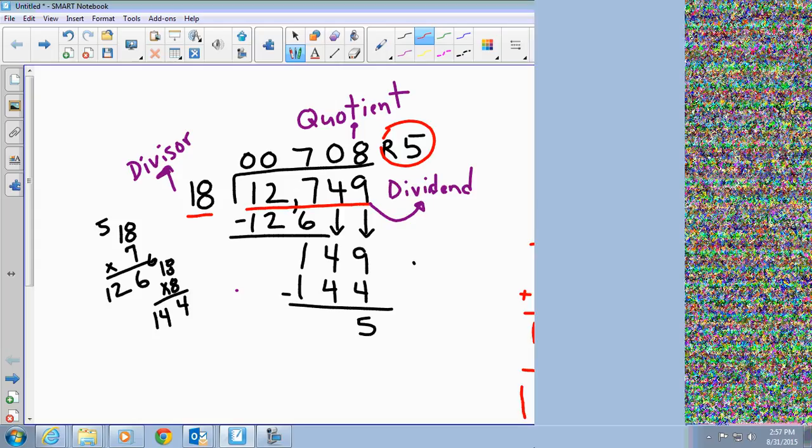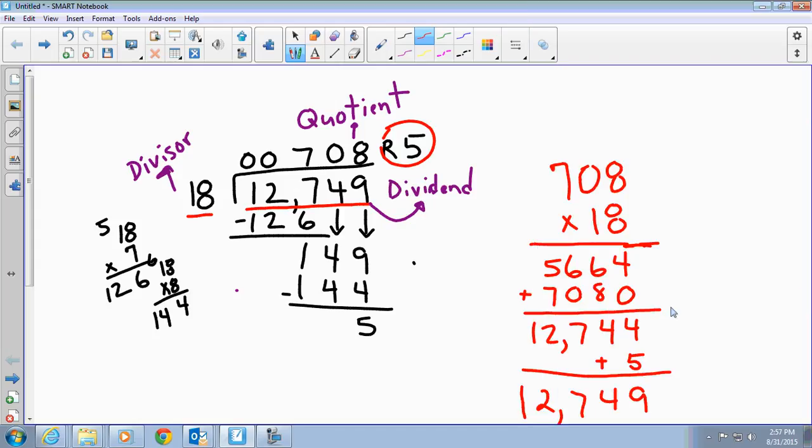So, checking my work, this is step 2, chapter 1, page 5. I know I have correctly divided this problem out. 12,749 divided by 18 gives me 708, remainder 5. Because I checked my work, I took my quotient, 708, times it by my divisor, got 12,744, and I added my remainder of 5, and I came up with 12,749.